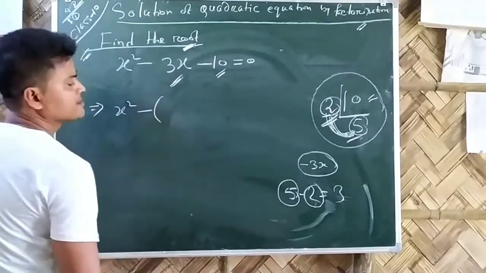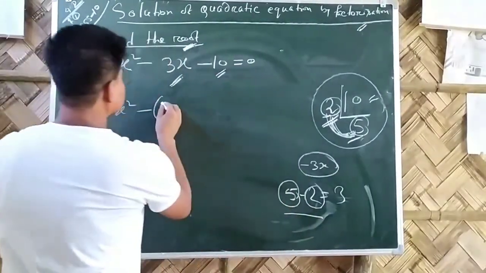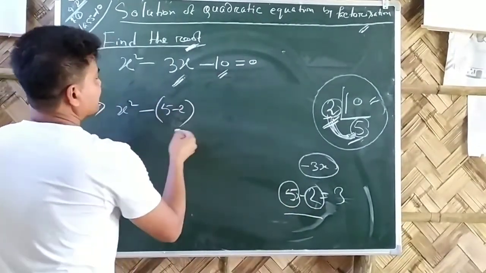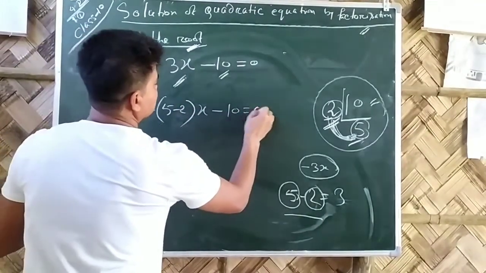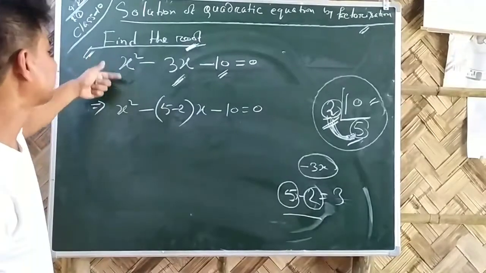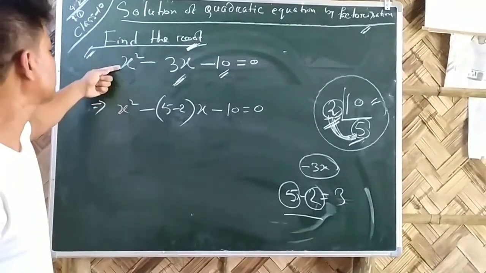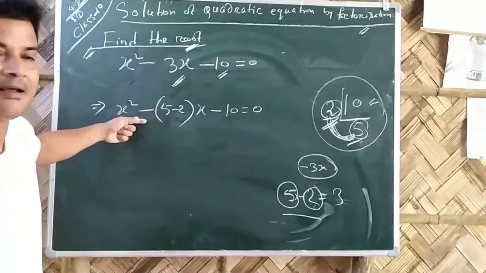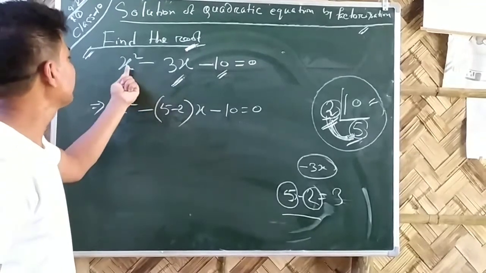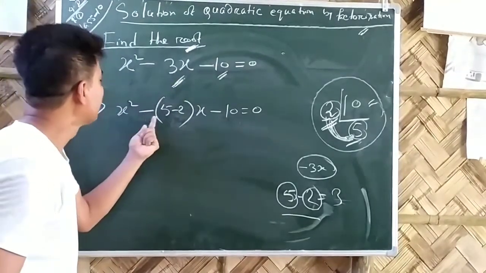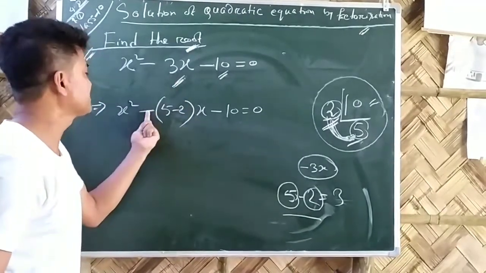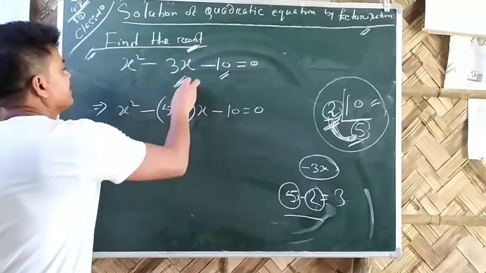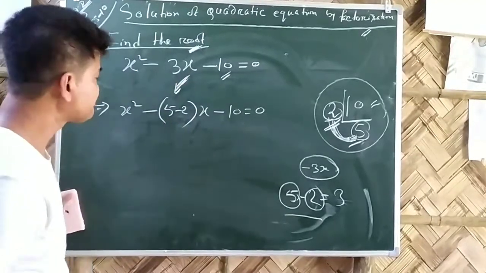The 5x term means 5 minus 2. Here x is there, so minus 10 is equal to 0. See, we are not changing the equation. This equation and this equation are the same, because we need x square minus 5x, and 5 minus 2 means 3, minus 3x. Exactly the equation above.